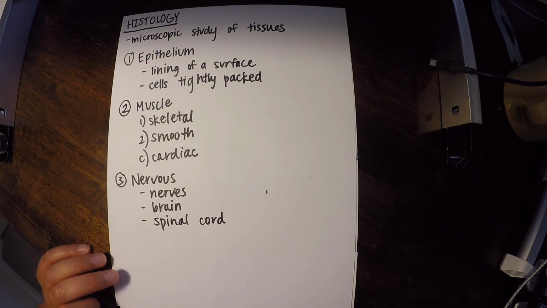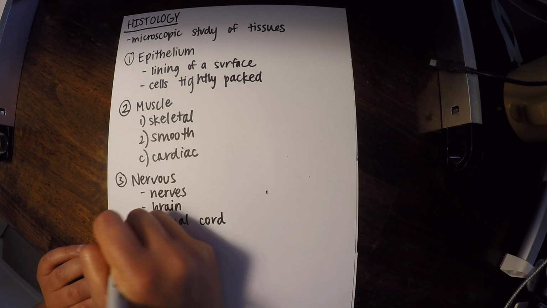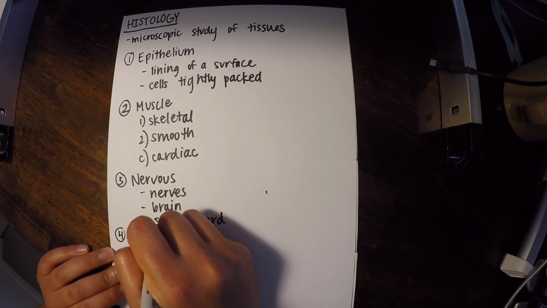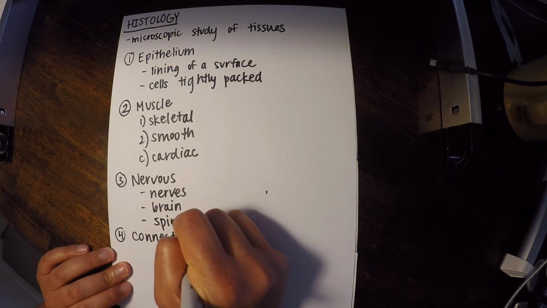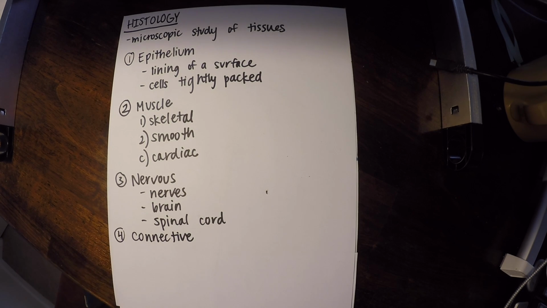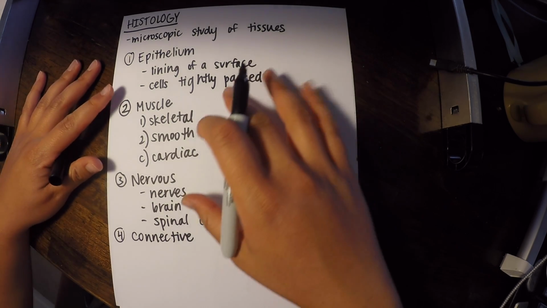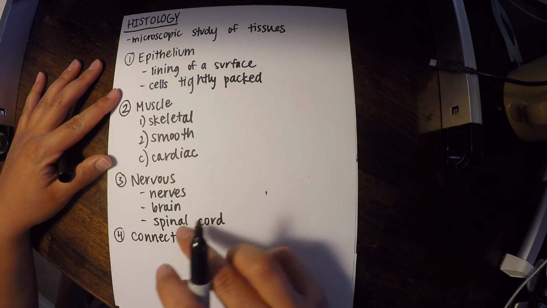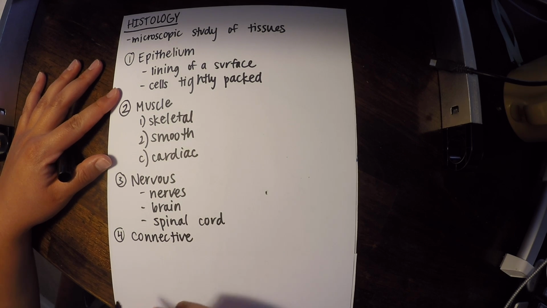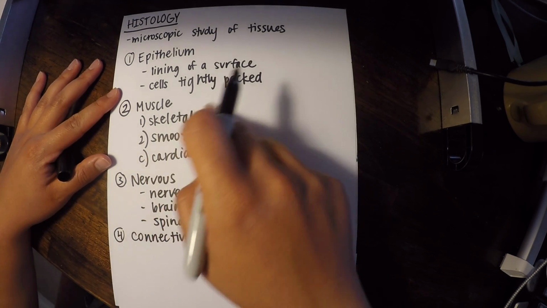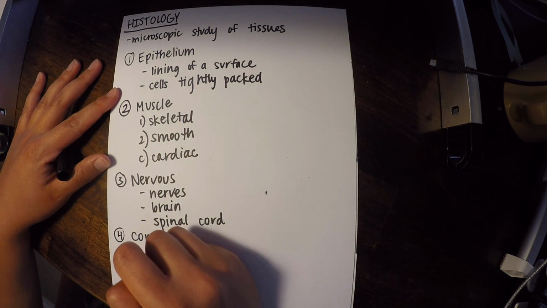Now, the fourth and final type of tissue is connective tissue. All tissue has to fall within one of these 4 categories, so connective tissue is really everything else other than the 3 other types.